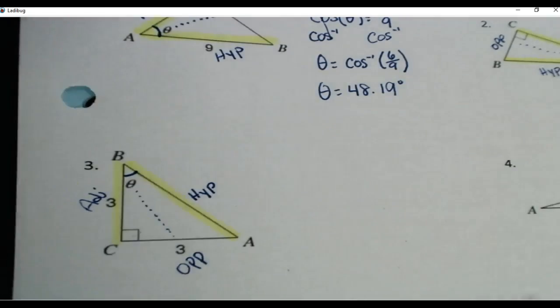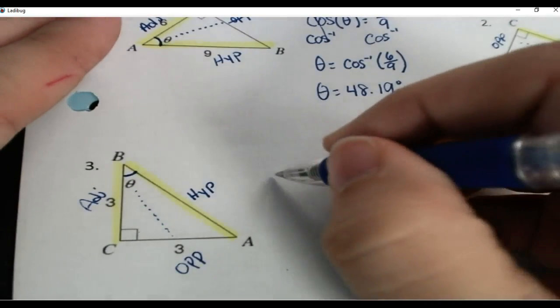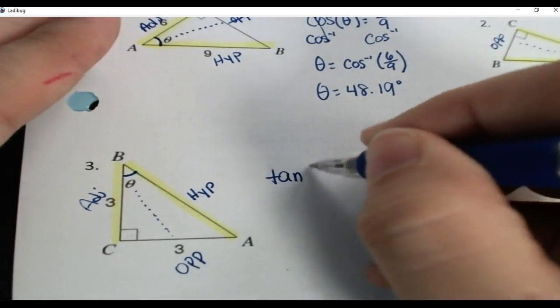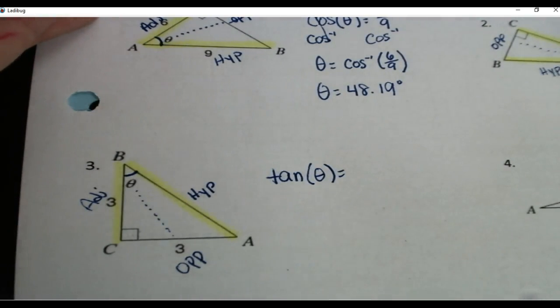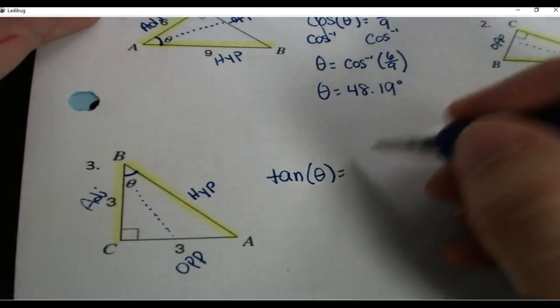So which trig function do I need to use? Good. Tangent. Because I know opposite and adjacent, and opposite and adjacent is tan. So tan of our angle, which again we don't know, that's what we're finding. And then on this one you can't go wrong because they're both 3. So 3 over 3.